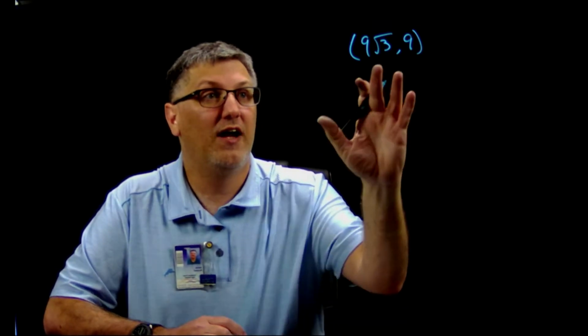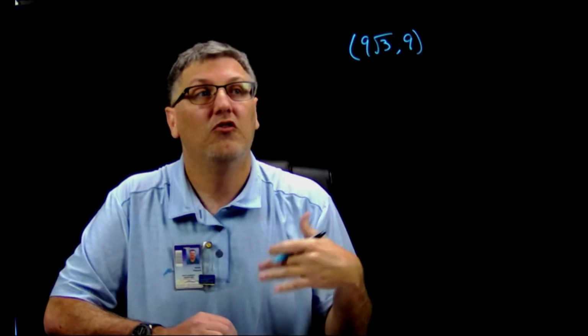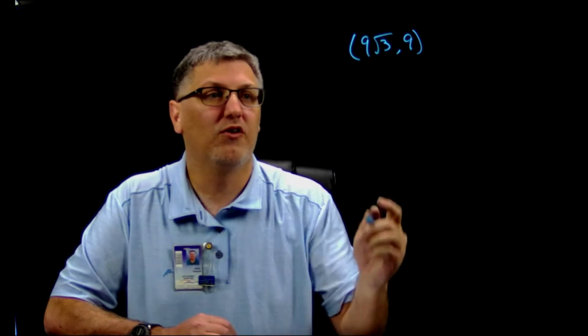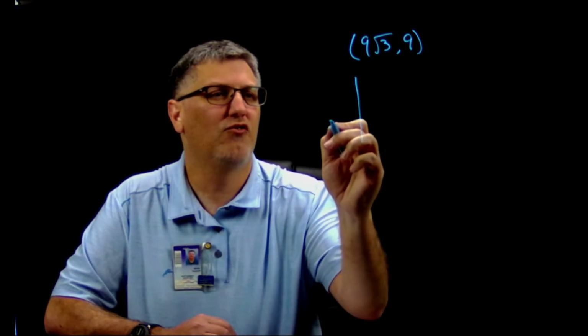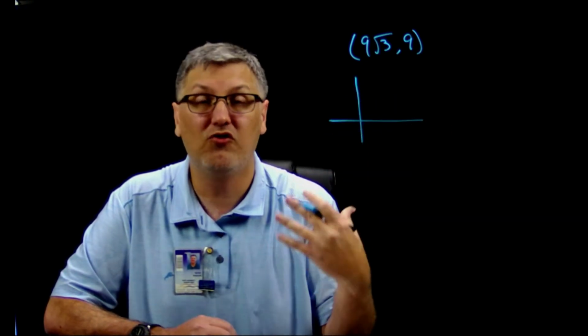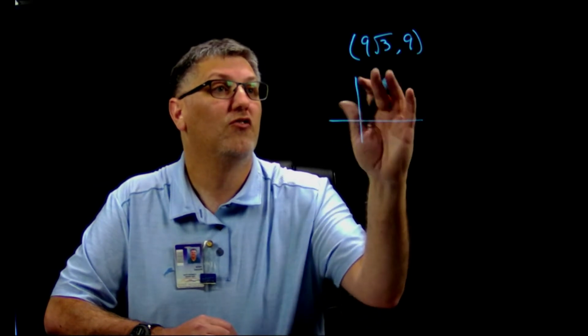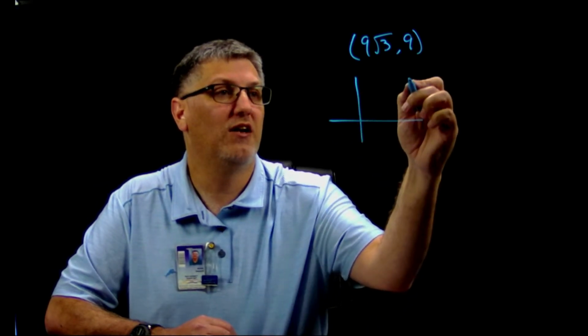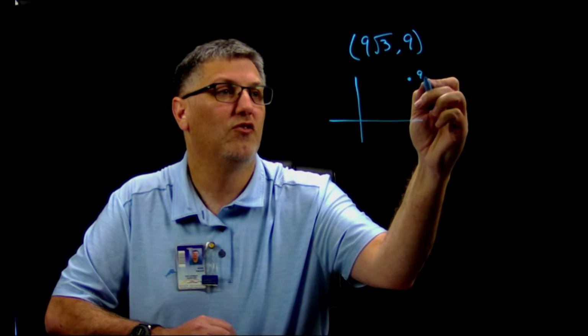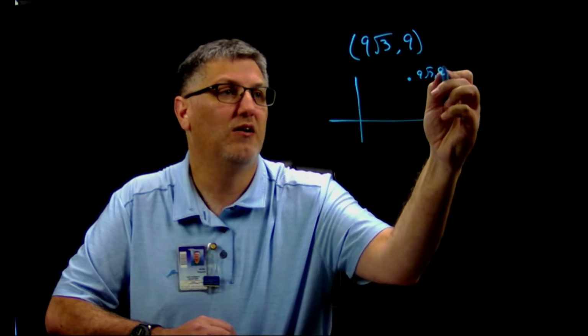Well, this is a little bit more tricky simply because there's an infinite amount of polar coordinates that could represent this. So let's kind of think our way through this. First and foremost, I'm just going to draw out what I'm doing. Drawing a visual really helps a lot of people. So 9 square root of 3, and the 9 is going to be up in here somewhere. So 9 square root 3 comma 9.